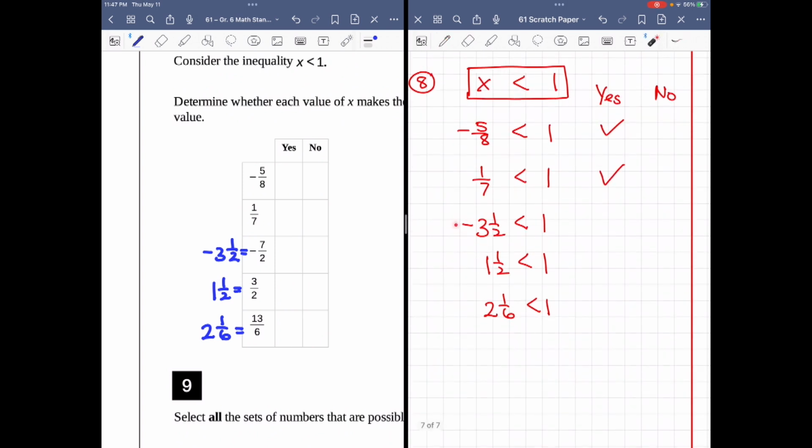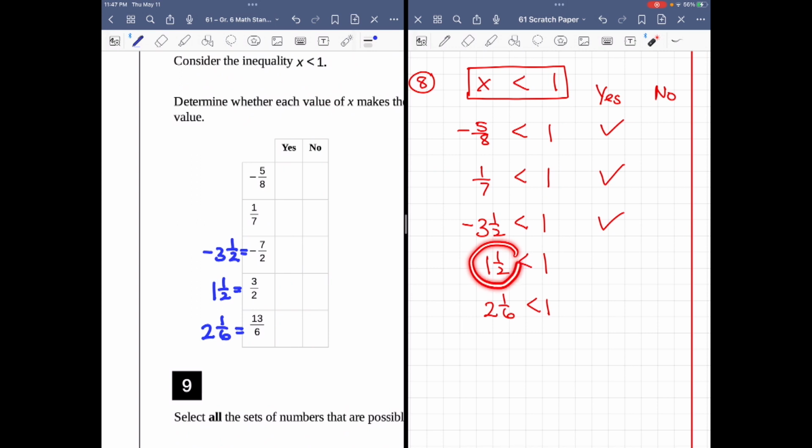Next one, -3 and 1/2 is less than 1. So this is a negative value. This is a positive value. Negative is always smaller than positive. So that means this one is true.